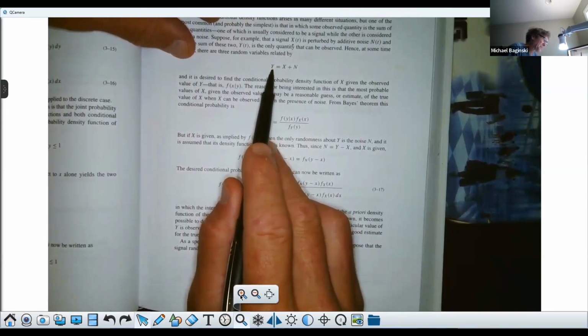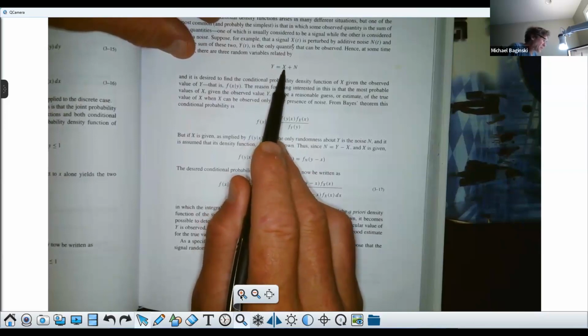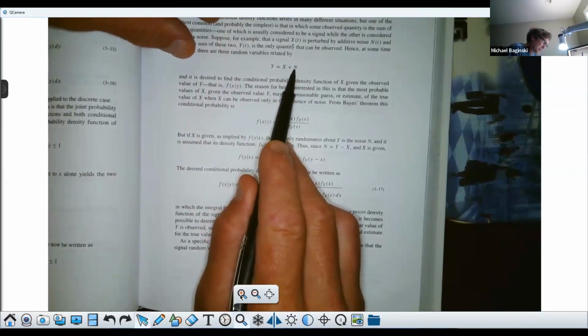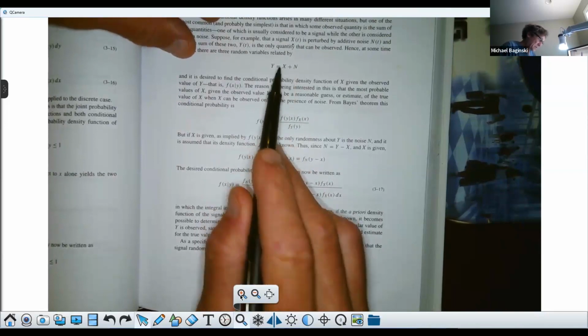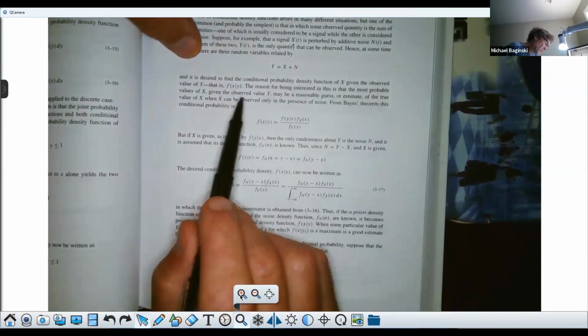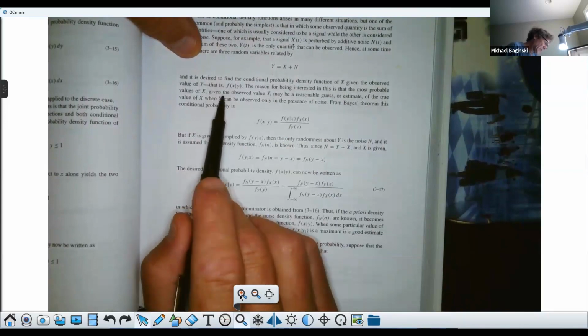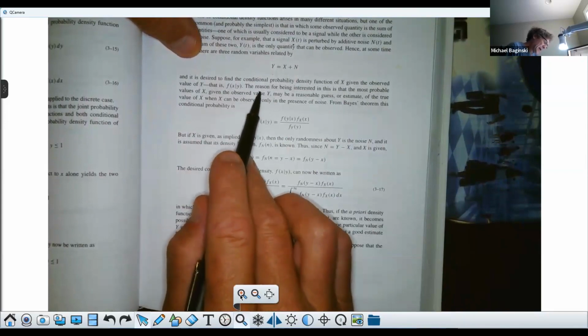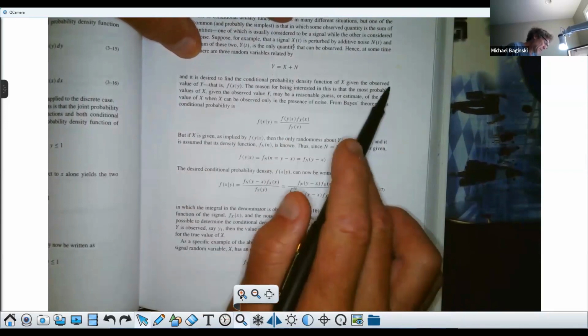Y'all follow me on this? We can measure Y, and we want to know the likelihood that X has a certain value. Remember that noise is going to be Gaussian distributed, so this becomes probabilistic. It's desired to find the conditional probability of X given that Y is observed. Therefore, we want X given Y, and we want the most probable value of X.